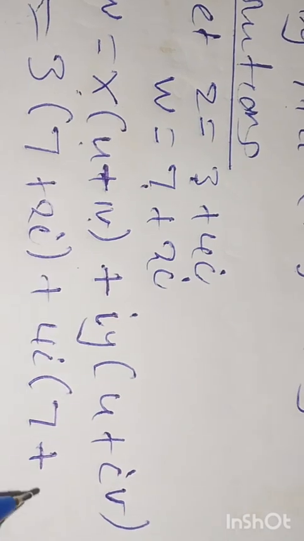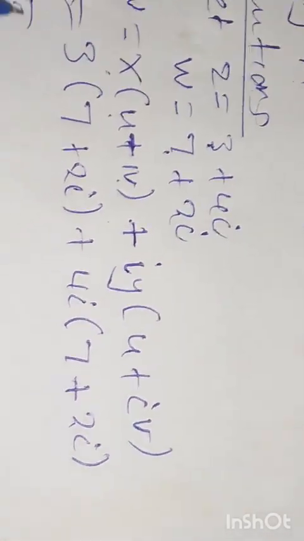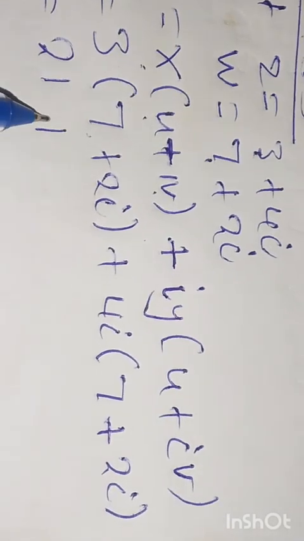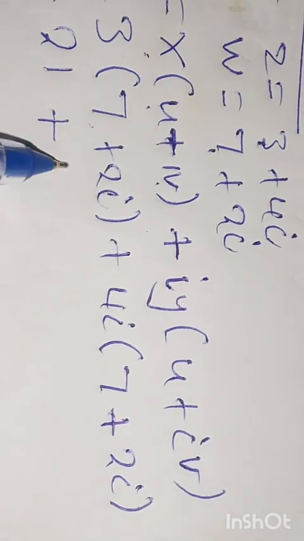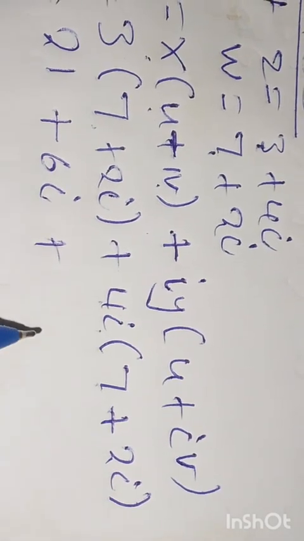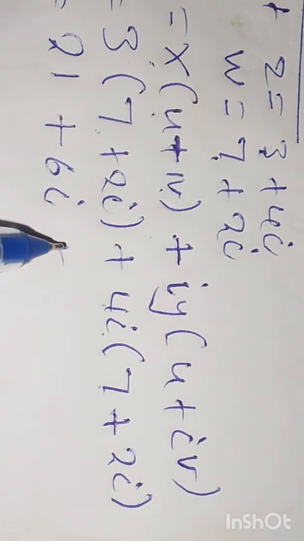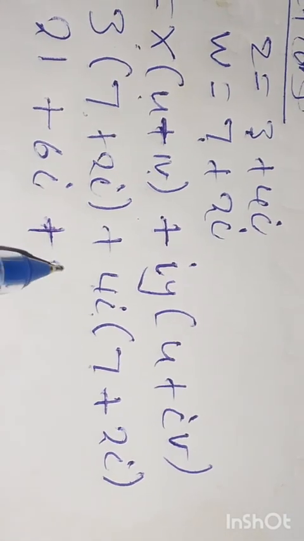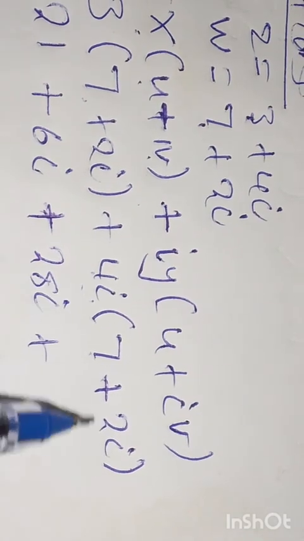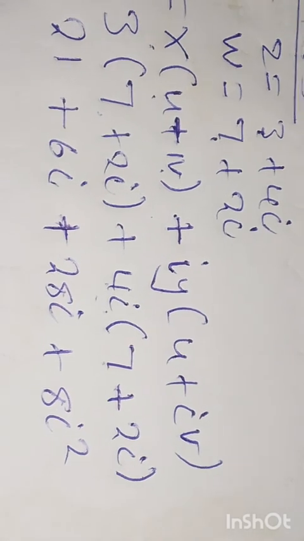Our 4i is 2i, so that is equal to 3 times 7 gives 21, plus 3 times 2i, this is 6i, plus 4i times 7. So what is 4i times 7? This is equal to 28i, plus 4i times 2i. This will be 8i squared.